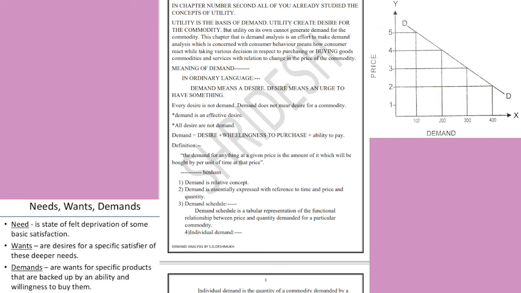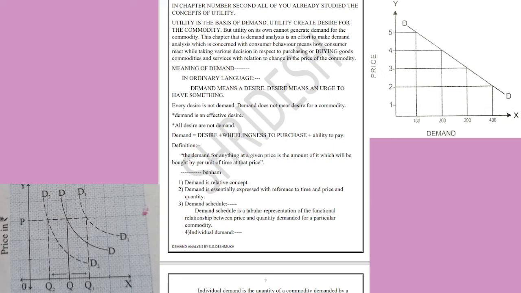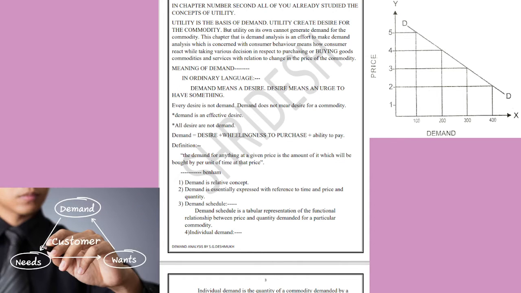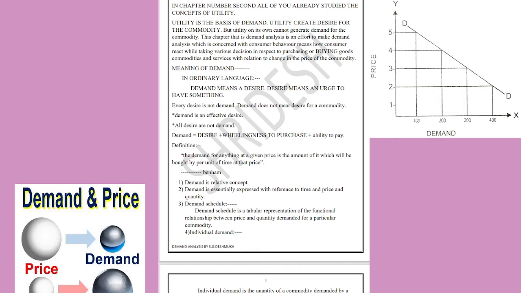Okay, next concept, that is a demand schedule. Demand means the desire backed by willingness and ability to pay for the commodity, known as demand. So demand schedule, in simple language, is a table.